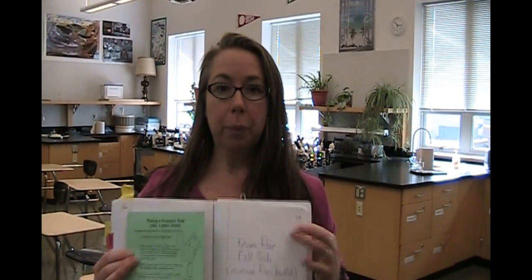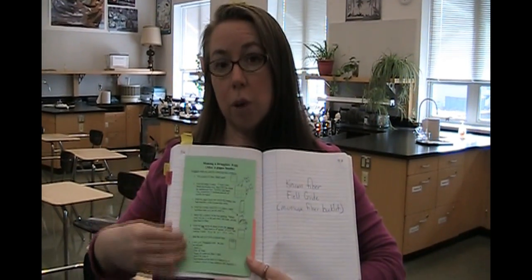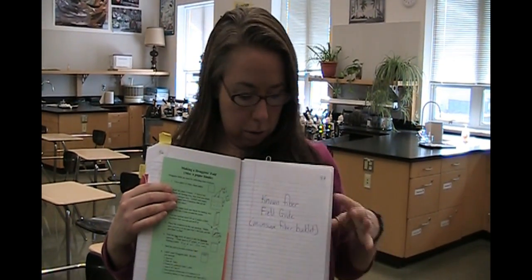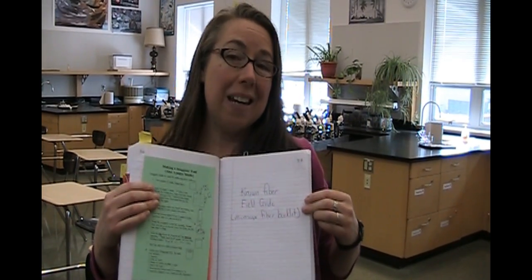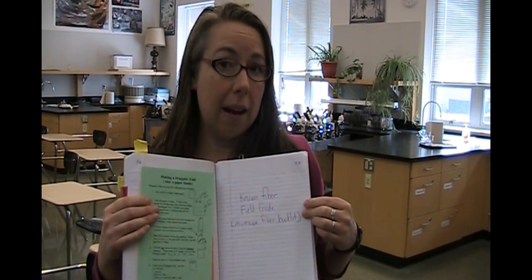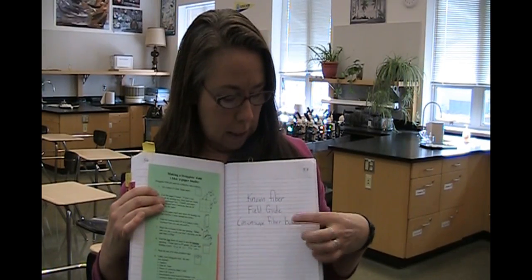Today, we're going to set up the burn lab in our lab book. You can't see the lab book. So, in your lab book, the last thing we did was our druggist fold. So now, you're going to go to your very next right-hand page. It has to be a right-hand page. And you're going to set up for your known fiber field guide. You're not going to put it in yet, but we're going to save a page for it.